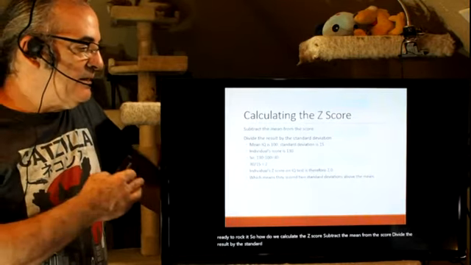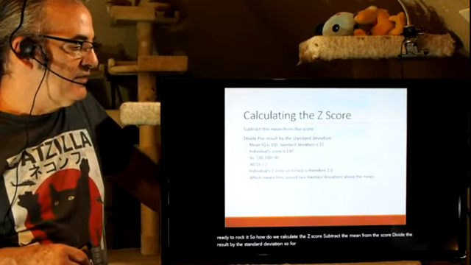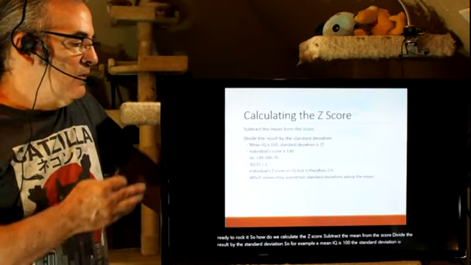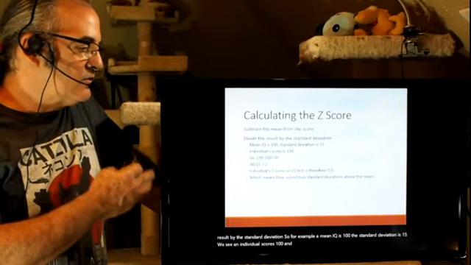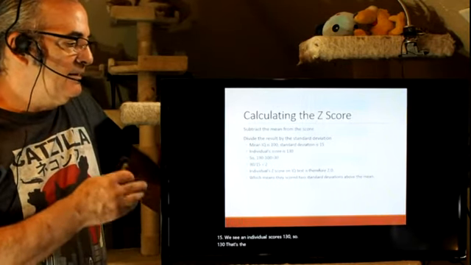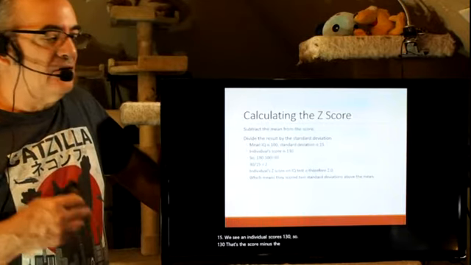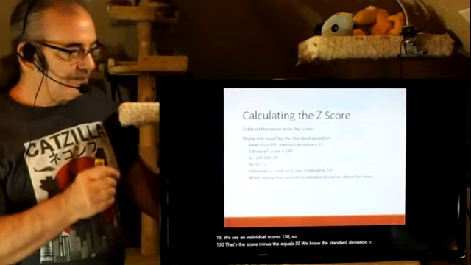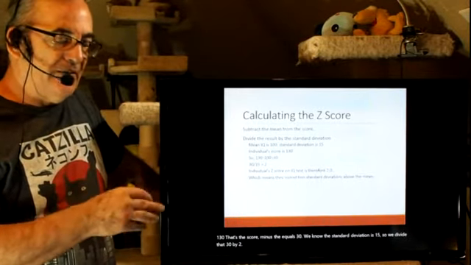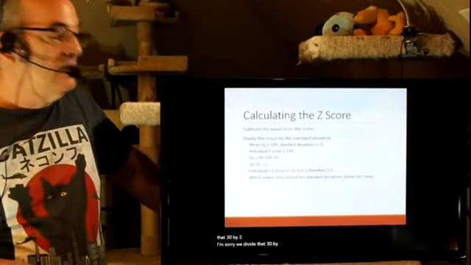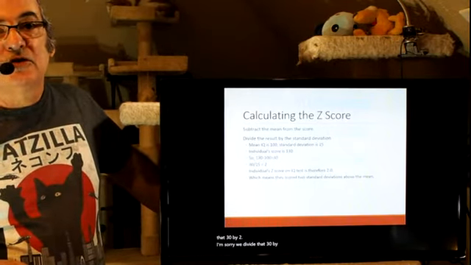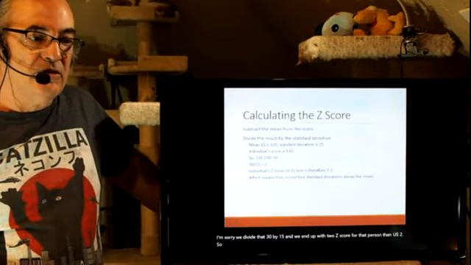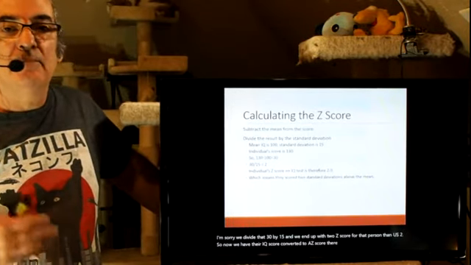For example, a mean IQ is 100, the standard deviation is 15. We see an individual score is 130. So 130, that's the score, minus the mean equals 30. We know the standard deviation is 15, so we divide that 30 by 15 and we end up with 2. The z-score for that person then is 2. Now we have their IQ score converted to a z-score. They're 2 standard deviations above the mean.